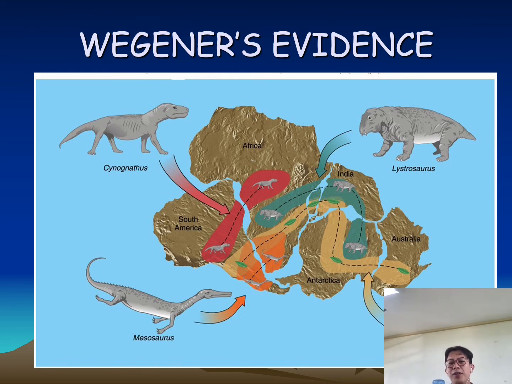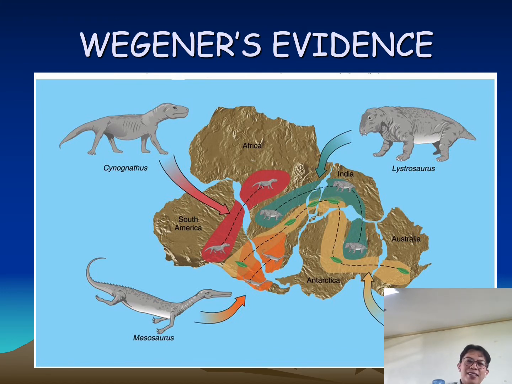So what is the possible explanation? Maybe 200 million years ago, Africa and South America were compact, meaning they were joined together. That is why this cynognathus was able to travel from South America to Africa.